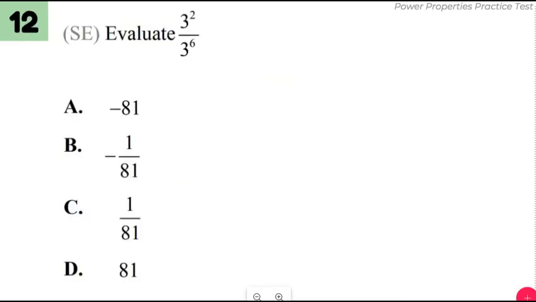Number 12, evaluate. Well, the first thing I notice is I have 81s here. So that must mean that I'm going to have to work out these numbers. So keep that in mind. But we'll go ahead and simplify this using our rules. I get 3 to the 2 minus 6, which is 3 to the negative fourth. I don't want anything that's negative on my exponent, so I'm going to make it go from the numerator to the denominator and then make my exponent positive.